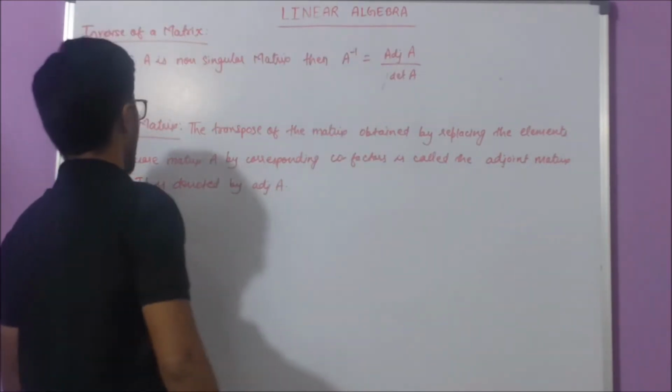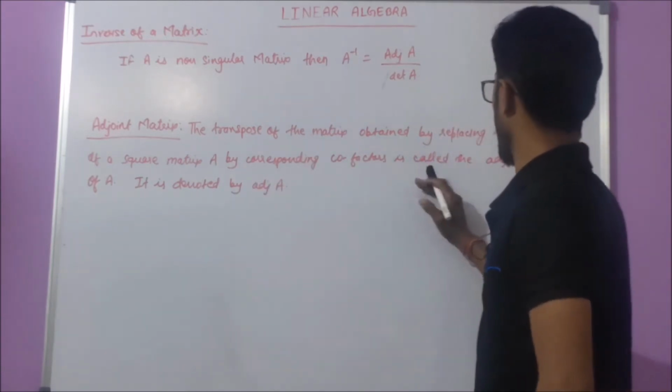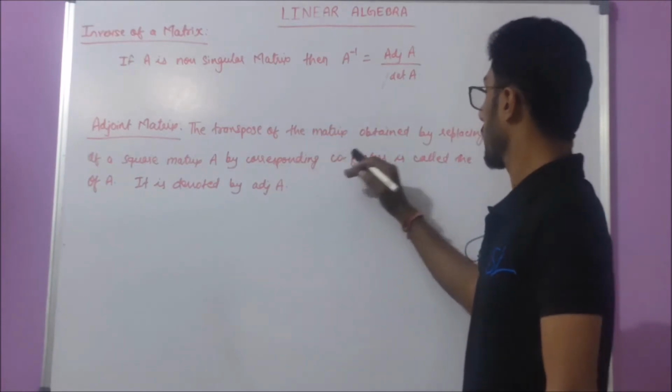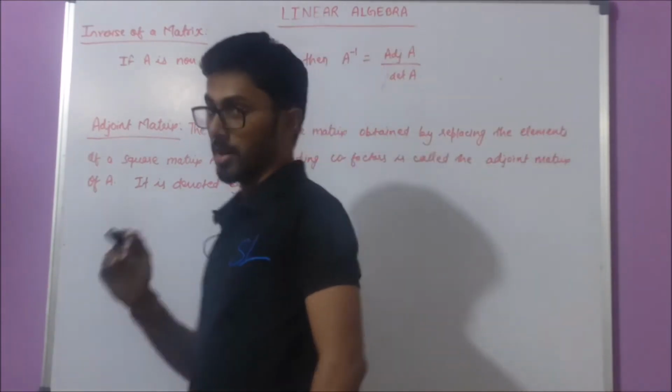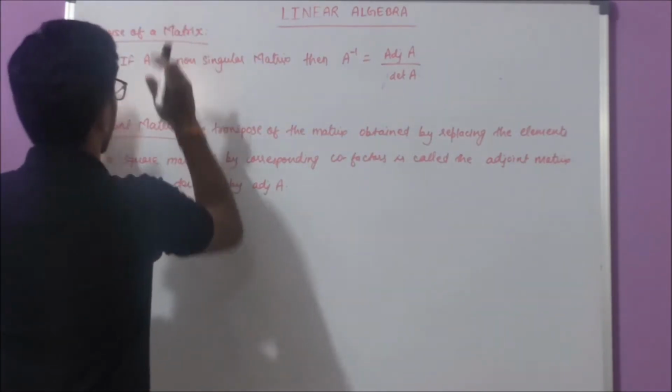So what is the adjoint matrix? The transpose of the matrix obtained by replacing the elements of a square matrix A by the corresponding cofactors is called the adjoint matrix of A, and it is denoted by adjoint A. So let's take one example and understand what is the adjoint of a matrix and what is the inverse of a matrix.